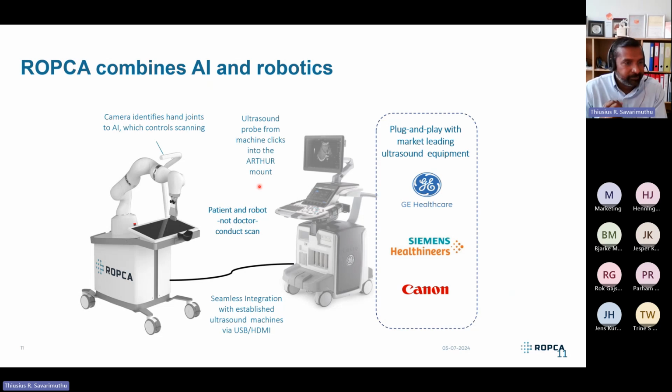Okay, and here we basically have a more systematic view of the system, where we have these 3 vendors of ultrasound machines right now that we support. We have GE Healthcare machines, we have the Siemens ultrasound machines, and we are also compatible with Canon machines. Not all types of machines from these companies, but some of them.